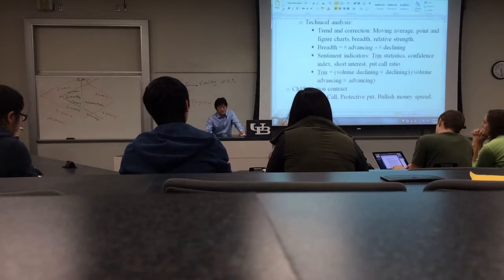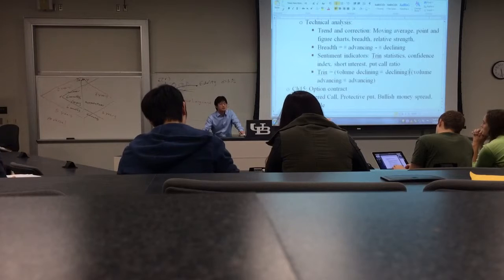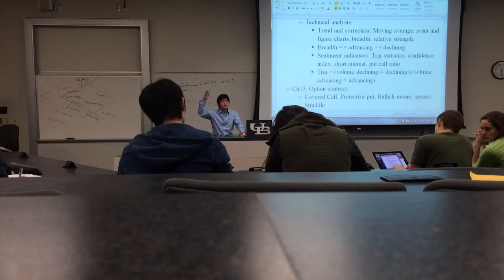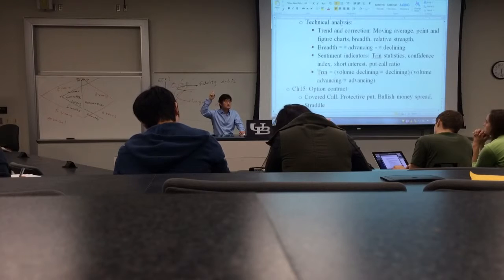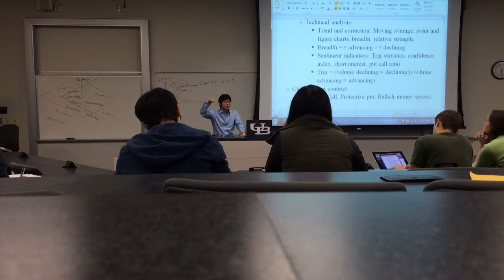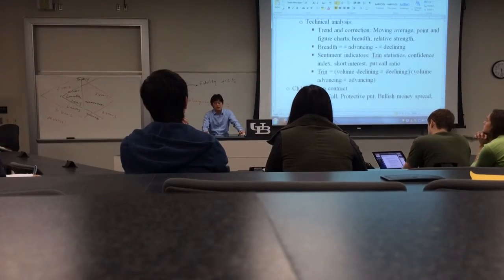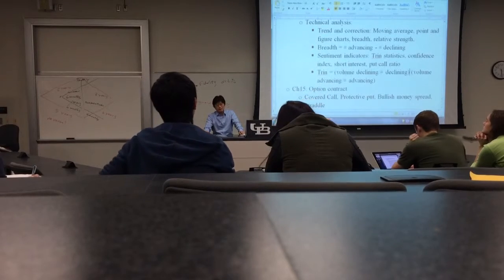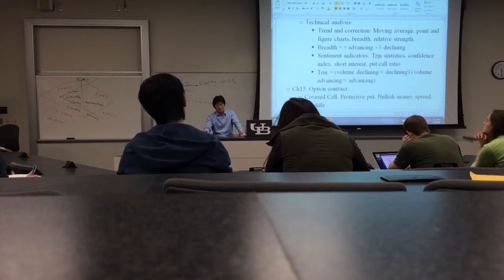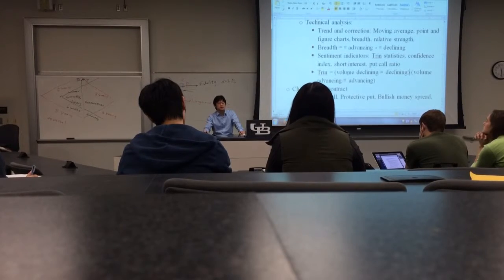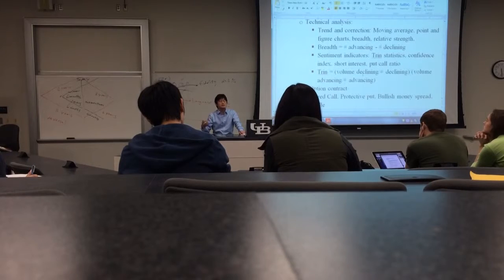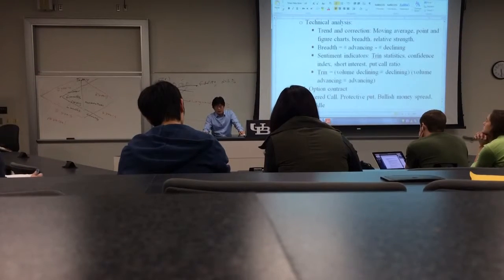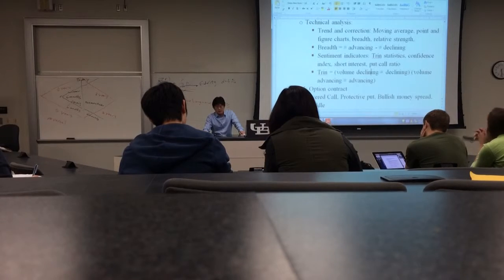When the selling pressure is larger than the buying pressure, when the selling pressure increases, this ratio increases, and that is a bearish signal. When this ratio decreases, the numerator decreases or the denominator increases, that is a bullish signal. So I won't ask you to calculate these ratios, but you have to know what the change in those statistics means. What does an increase mean? What does a decrease mean?